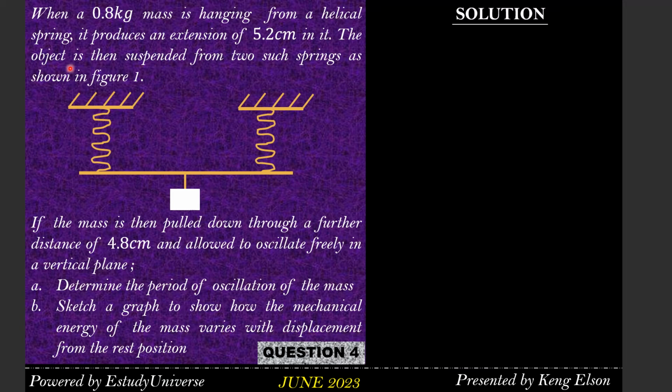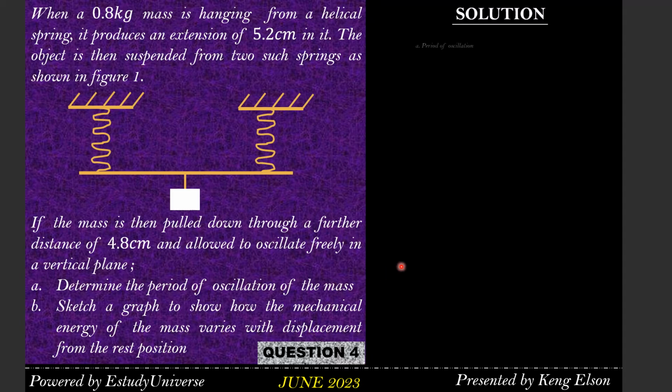Now, the object is then suspended from two such springs as shown in figure 1. This is figure 1. If the mass is then pulled down through a further distance of 4.8 centimeters and allowed to oscillate freely in a vertical plane, so you pull it down, and then now it is oscillating because the springs are elastic. A, determine the period of oscillation of the mass.